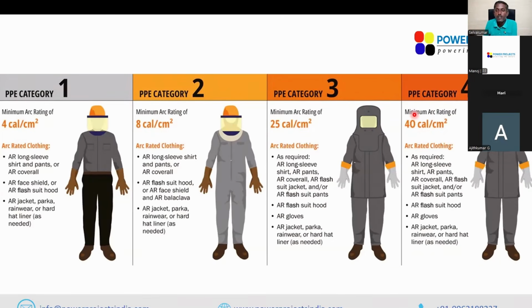personal protective equipment. There are manufacturers who claim they will be able to supply PPE even up to 100 calories per centimeter square. Only one warning which I can give: wear 40 calories per centimeter square and do nothing, stay there for a minute, then you can understand how much pain or discomfort it is. So you cannot put up personal protective equipment for 100 calories per centimeter square and ask the people to work at site.